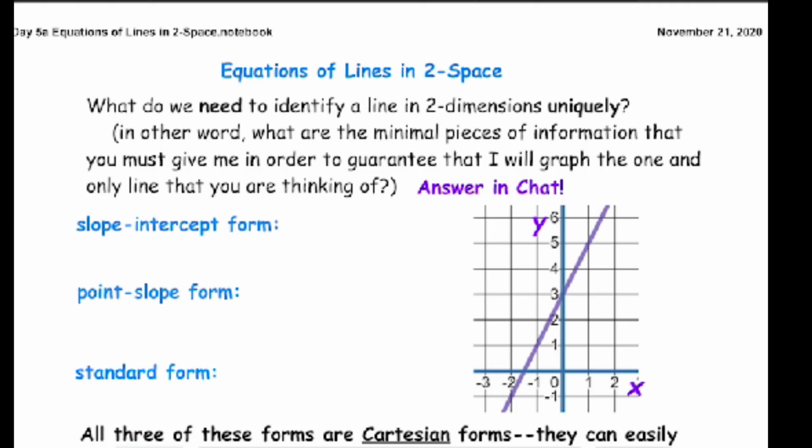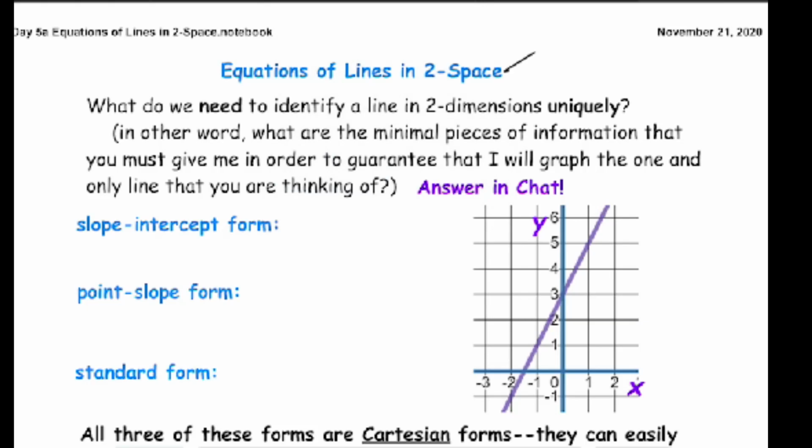So what do we need to identify a line uniquely in two dimensions? In other words, what are the minimal pieces of information that you must give me in order to guarantee that I will graph the one and only line that you were thinking of? If we're doing this live in class, you can answer in the chat. Or if you're just watching this video, you can think to yourself, what are the different pieces of information that I need to identify a line?